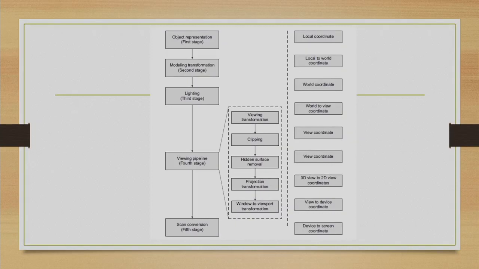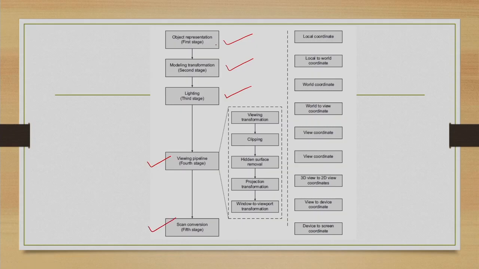We are currently in our last leg of discussion on the 3D graphics pipeline. Let us quickly recap the pipeline and then we will continue our discussion today. So, as we have learned, there are 5 stages. Let us quickly go through the stages once again. First stage is object representation, second stage is modeling transformation, third stage is lighting, fourth stage is viewing pipeline, and there is a fifth stage which is scan conversion.